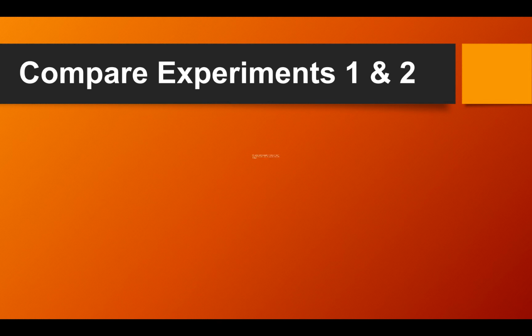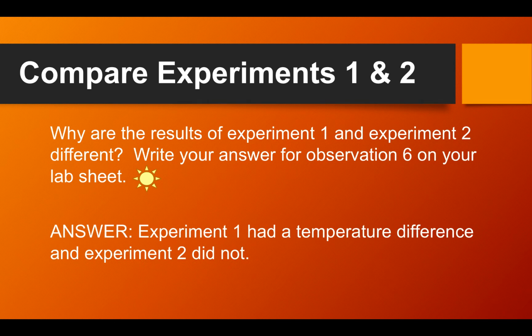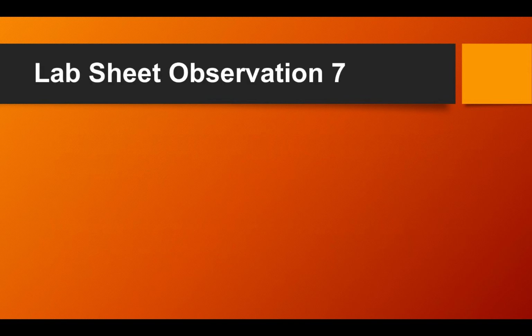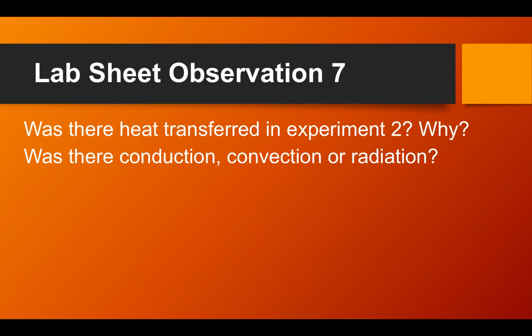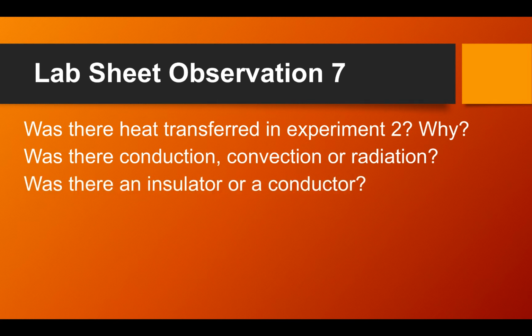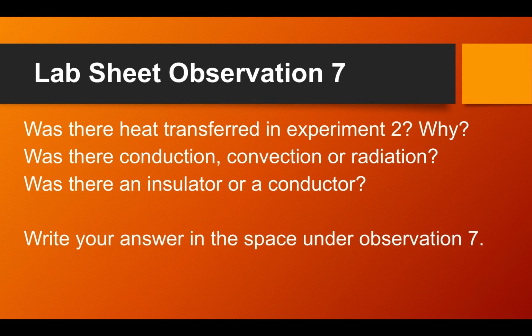Let's compare experiments 1 and 2. Why are the results of experiment 1 and 2 different? Write your answer for observation 6 on your lab sheet. The answer is that experiment 1 had a temperature difference and experiment 2 did not. Was there heat transferred in experiment 2? Why? Was there conduction, convection, or radiation? Was there an insulator or a conductor? Write your answers under observation 7.